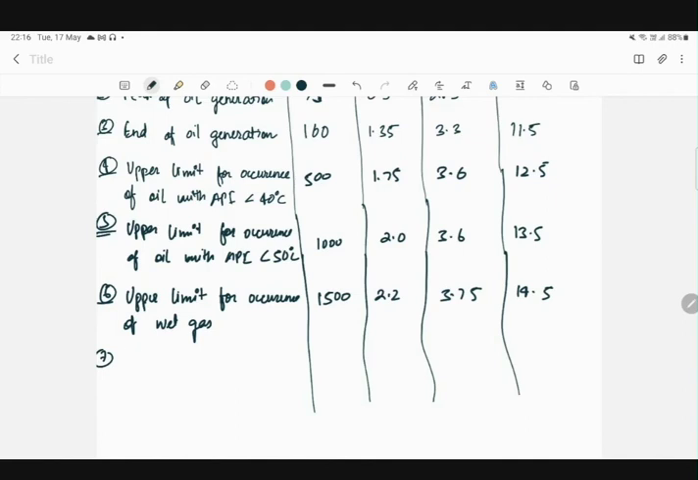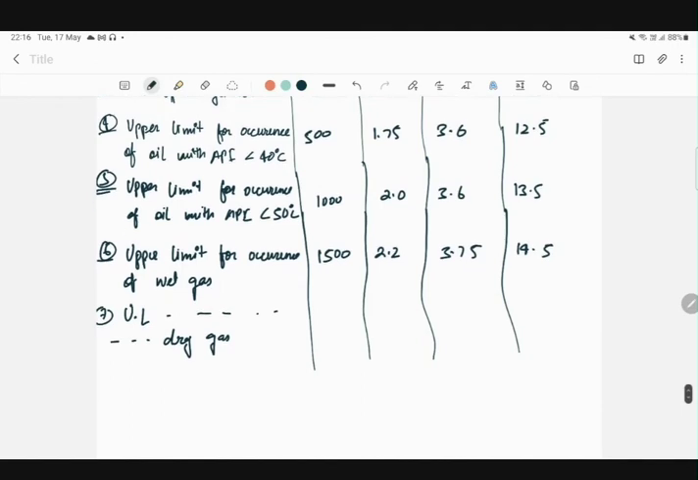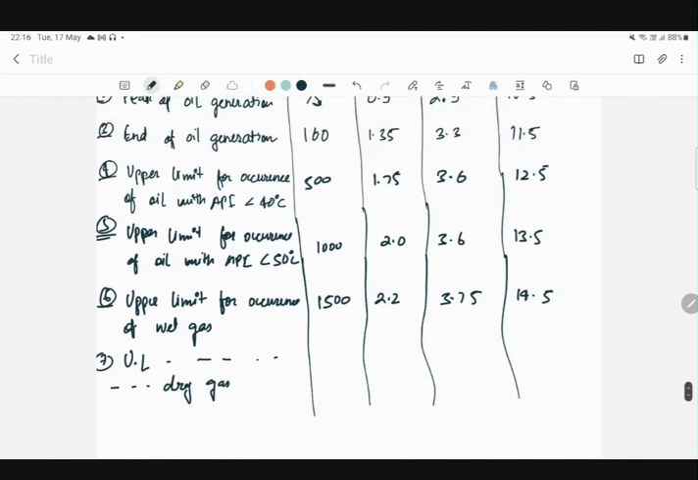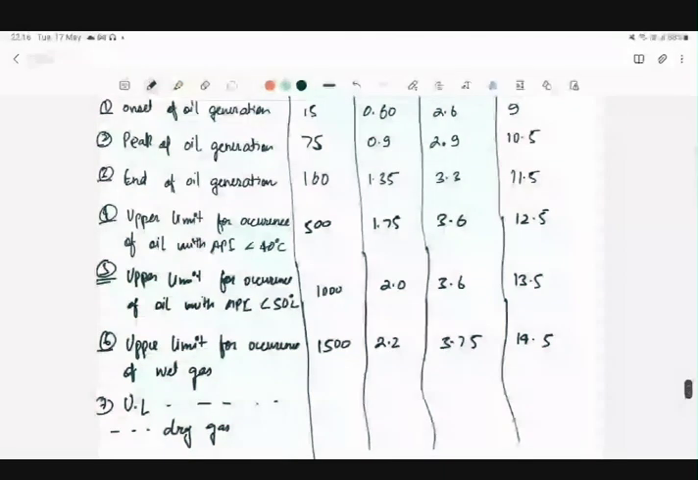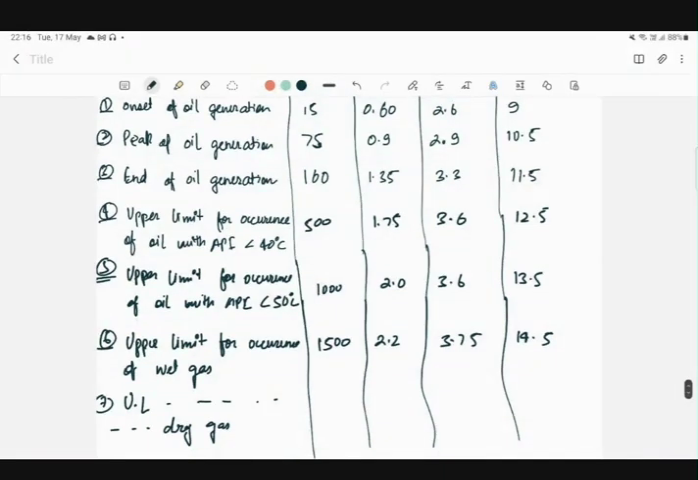Seventh upper limit, that is UL, for occurrence of dry gas. Dry gas occurs after wet gas. So you can see the phase change here also. Firstly we get heavy oil, then we get light oil, then we get wet gas, then we get dry gas, and it is like large 65,000, then 4.8, greater than 4.0, and 20.